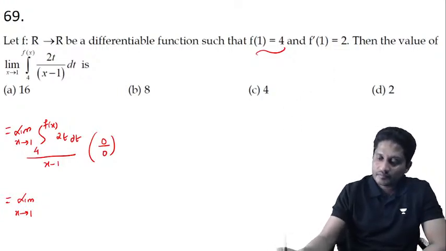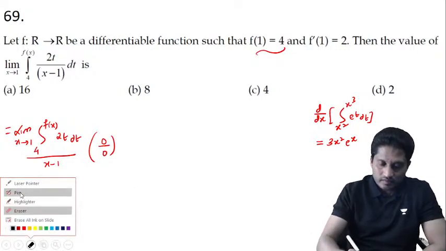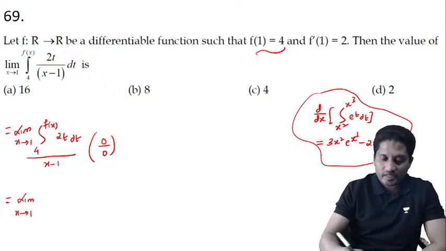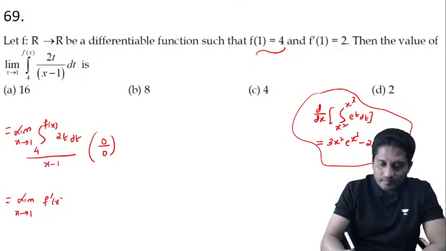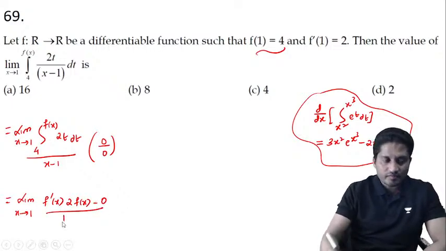I taught you this before. When I differentiate a definite integral, suppose I have x squared to x cube of e power t dt. Differentiate the upper limit, and in place of t you put the upper limit, minus differentiate the lower limit, and in place of t you put the lower limit. That is differentiation of a definite integral. Right, whole divided by differentiation of x, which is 1.